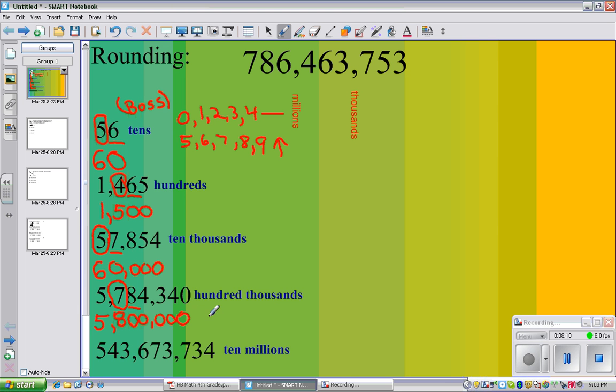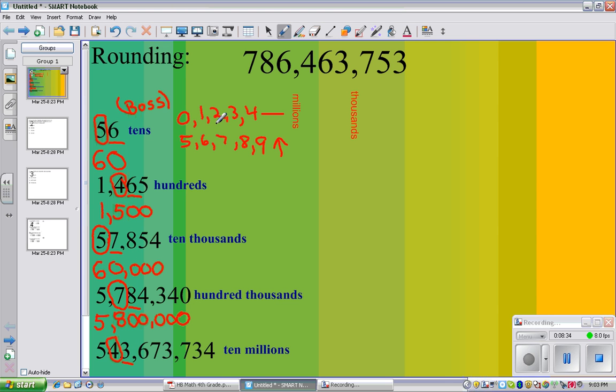Okay, let's see where the 10 millions place is. Remember our pattern. Ones, tens, hundreds, ones, tens, hundreds, ones, tens. I am stopping here because I am now at the 10 millions place, the tens place along with the million comma. I circle the digit I am rounding to. I underline the boss. The boss is a 3 this time.